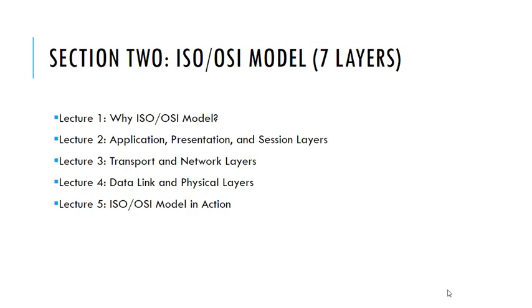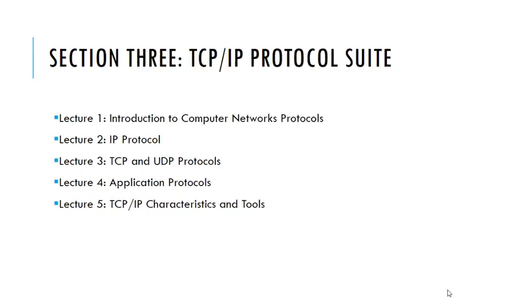Section 2 is about the ISO OSI model, the 7 layers. Why do we use such a model in computer networks? This is answered in lecture 1. Lecture 2 speaks about the application, presentation, and session layers, the upper 3 layers of the 7 layers. Lecture 3 speaks about the transport and network layers. Lecture 4 tackles the data link and physical layers. And Lecture 5 shows how this model works, how it is put in action, how it manipulates data and sends and receives packets between each other while sending or receiving.